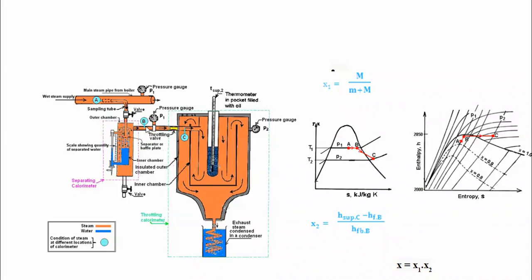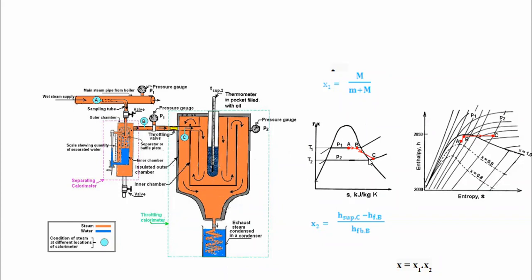Then what happens in this throttling device is that there is an expansion. There is an expansion from a pressure P1 to pressure P2. Look at this diagram. What is happening here? There is an expansion from pressure P1 to pressure P2. And you see that during this expansion, the entropy increases and the steam goes into the superheated region.